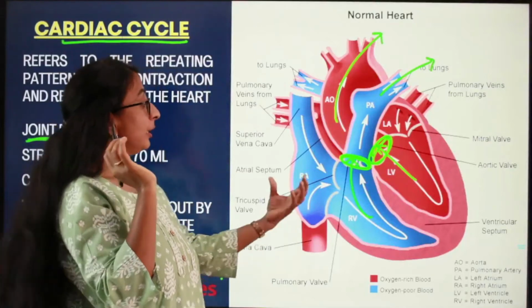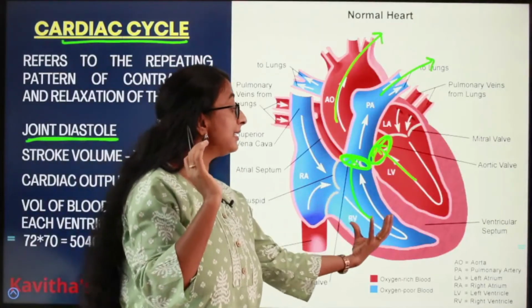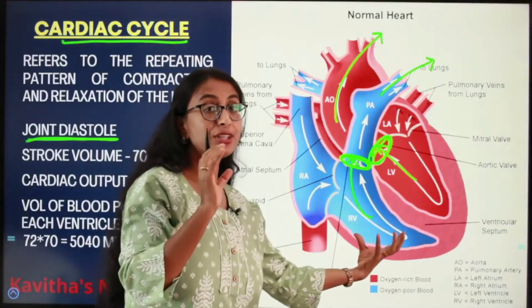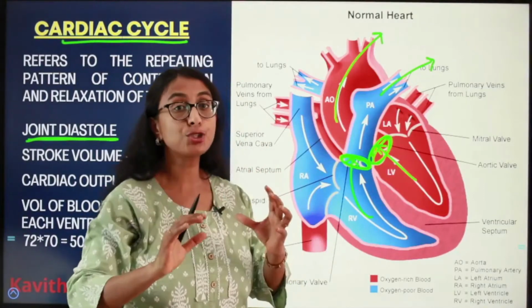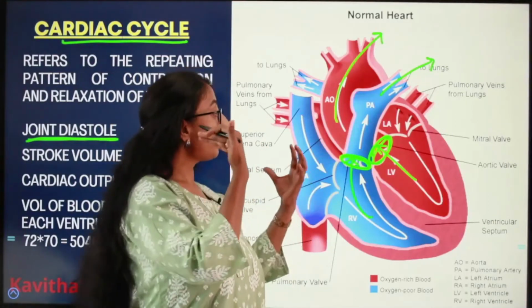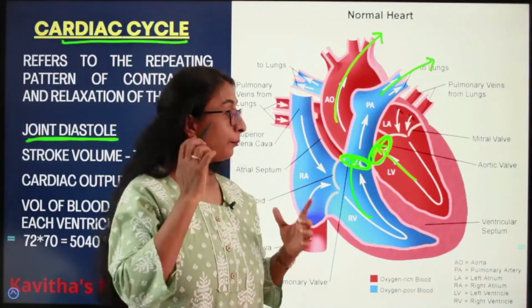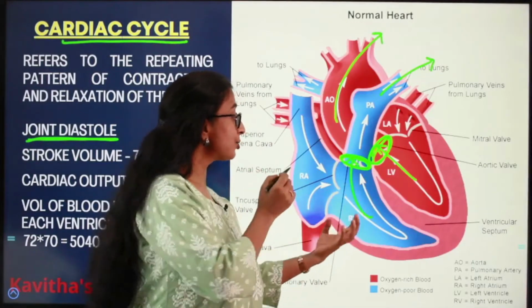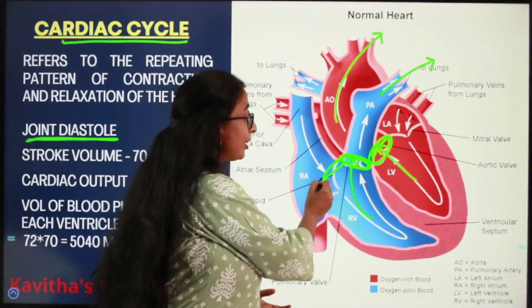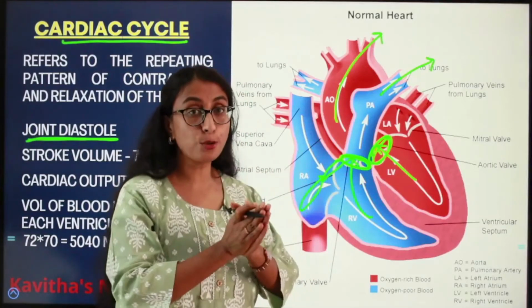You must also keep in mind that this contracted state of the ventricles, ventricular systole, coincides with atrial diastole. Please keep in mind that during ventricular systole, the atrioventricular valves are totally closed.